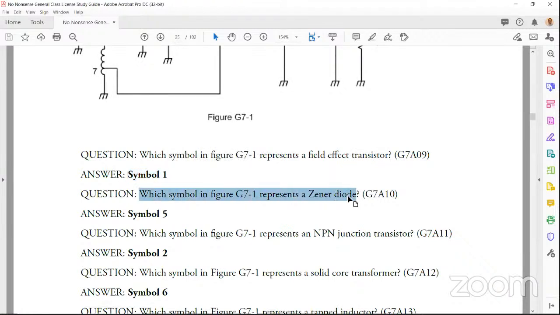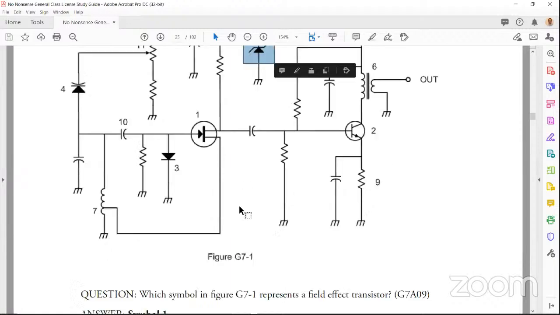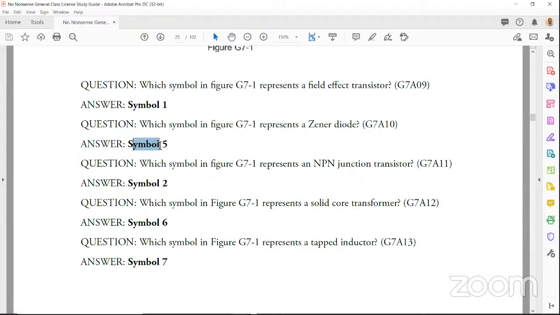So we have a series of questions like that. Let's move quickly. Which symbol in figure G7-1 represents a Zener diode? So we're looking for a Zener diode. Is it this one? No, it's not. Is it this one? No, it's not. What about this? No, that's a regular diode. But we look up here and we see that symbol number 5 is the symbol for a Zener diode. There we have the number 5, and here is the answer to the question, symbol number 5.